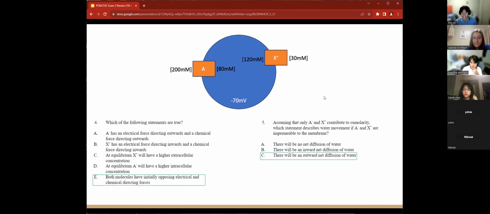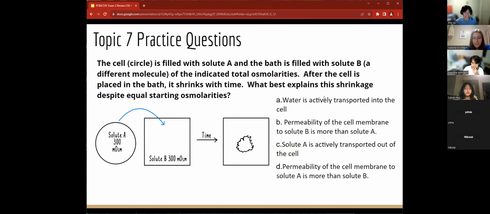Should I screen share or do you want me to? Whatever you want to, I can just keep it here. Yeah, that's better. Yeah. Right.